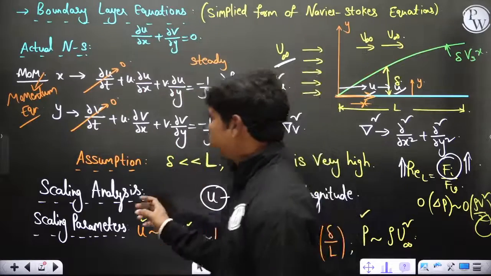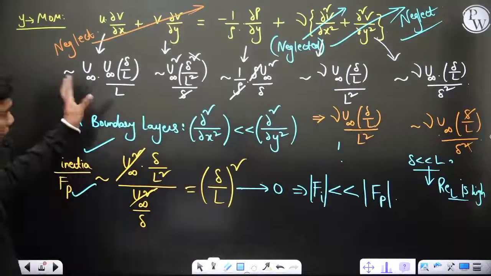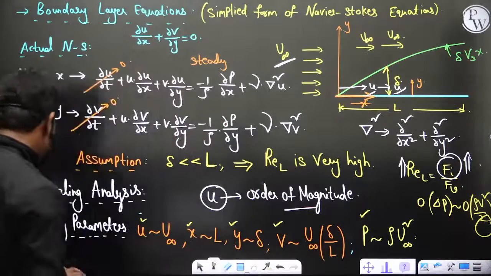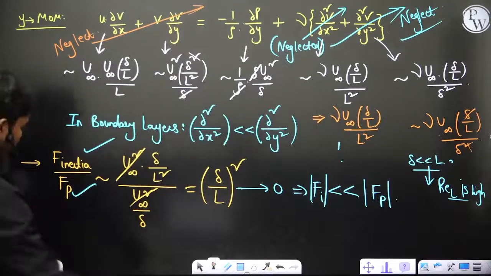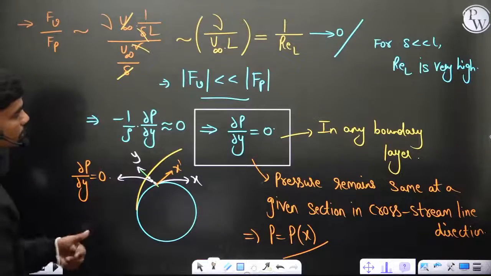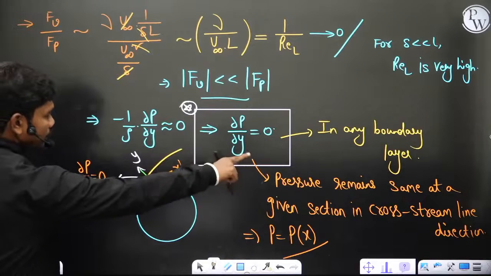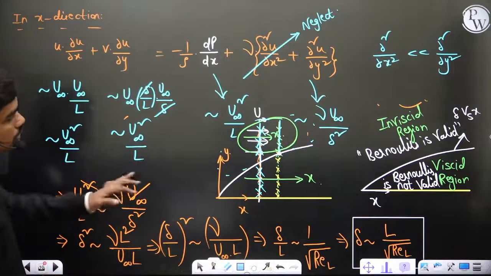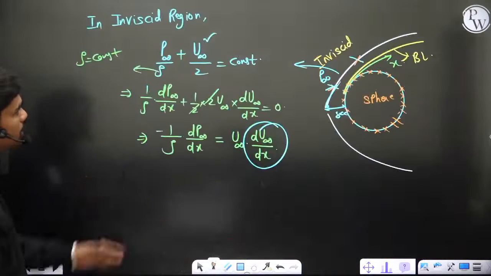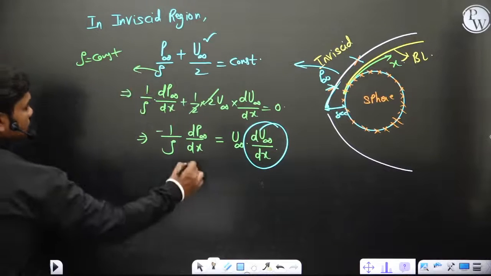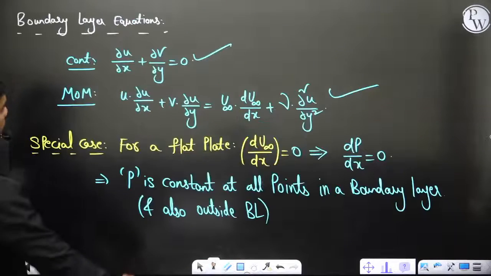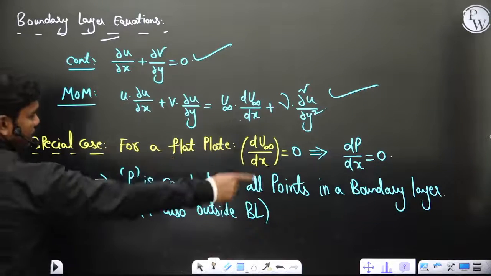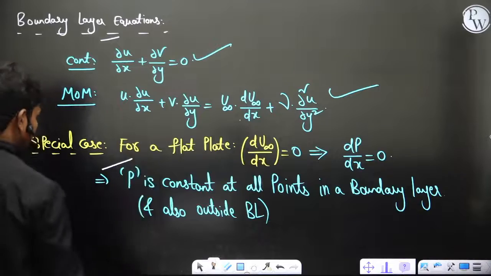Then we worked out scaling analysis. In scaling I have shown you how to scale different terms. I have explained how the scaling of v happens in general, and also this scaling, delta by L whole square. We have seen certain terms. Finally we understood that this is 0 not only for flat plate, for any boundary layer. Then we have again seen that delta is proportional to L by root Re_L, all these things. Now in case of inviscid region, this term can be replaced with this, and clearly in boundary layer equations this can be replaced. So for flat plate this term is 0, so dp/dx is 0. Pressure is constant at all points in the flow.